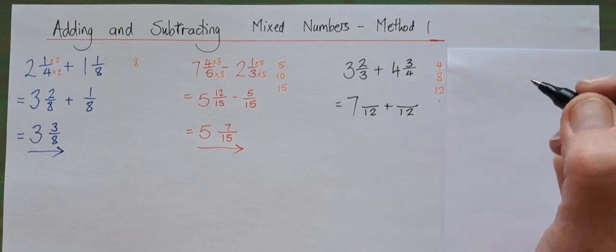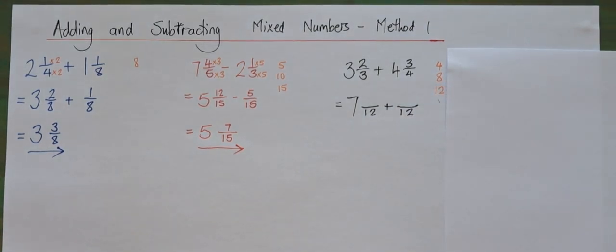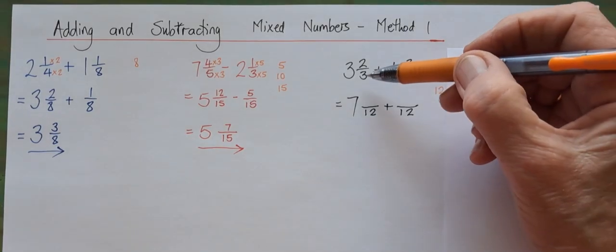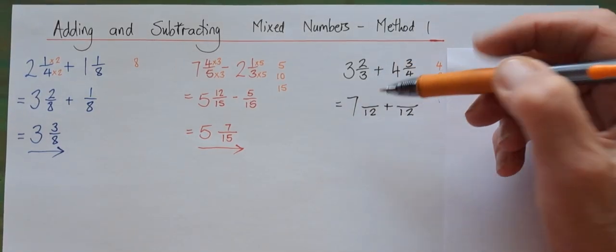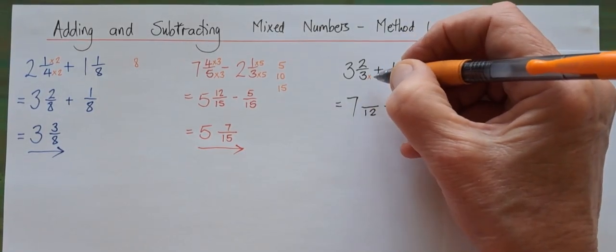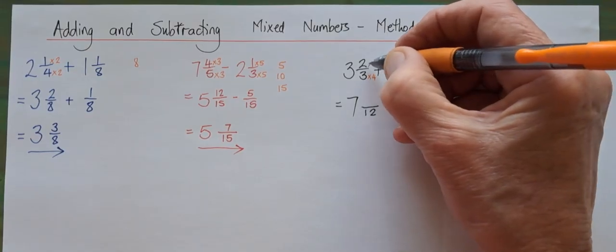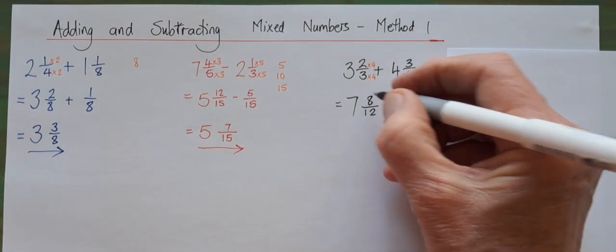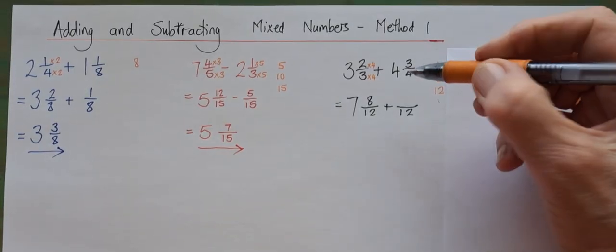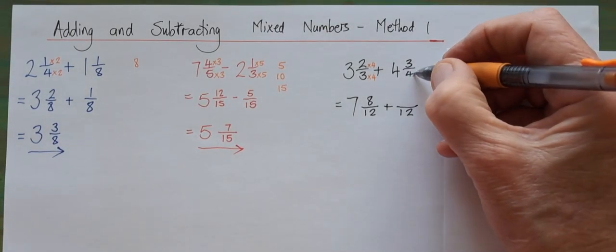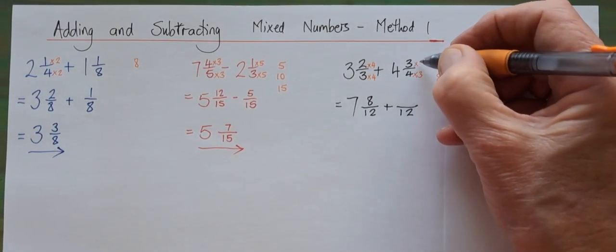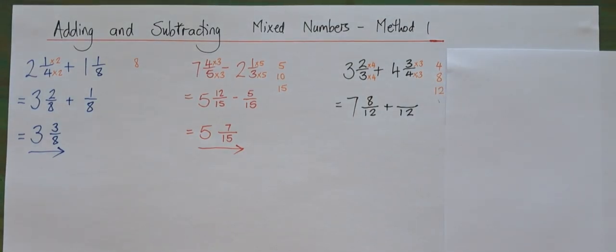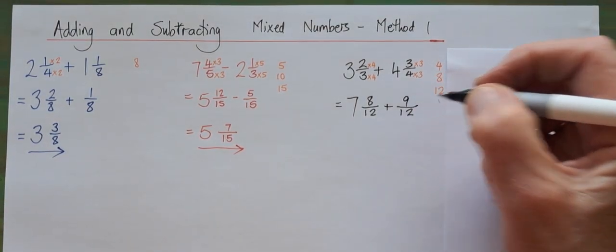Here you're just setting up your denominators, you're not worrying about anything else. Right, now we need to see this denominator did change. So how did 3 become 12? We multiplied it by 4, multiply the numerator by 4, and we have 8. 4 became 12 by multiplying it by 3. Do the same to the numerator, and I've got a numerator of 9.